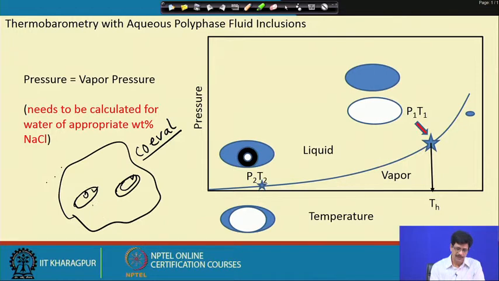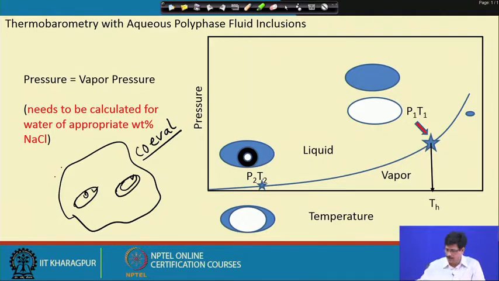Within the single grain, they need not necessarily be on the same plane, but have to be part of the random 3-dimensional network, not trail bound. In this case, these two inclusions which are coeval, one is a liquid rich inclusion with a small vapor bubble, and the other is a vapor rich inclusion with a very negligible proportion of liquid. If they are heated, then both are going to homogenize.